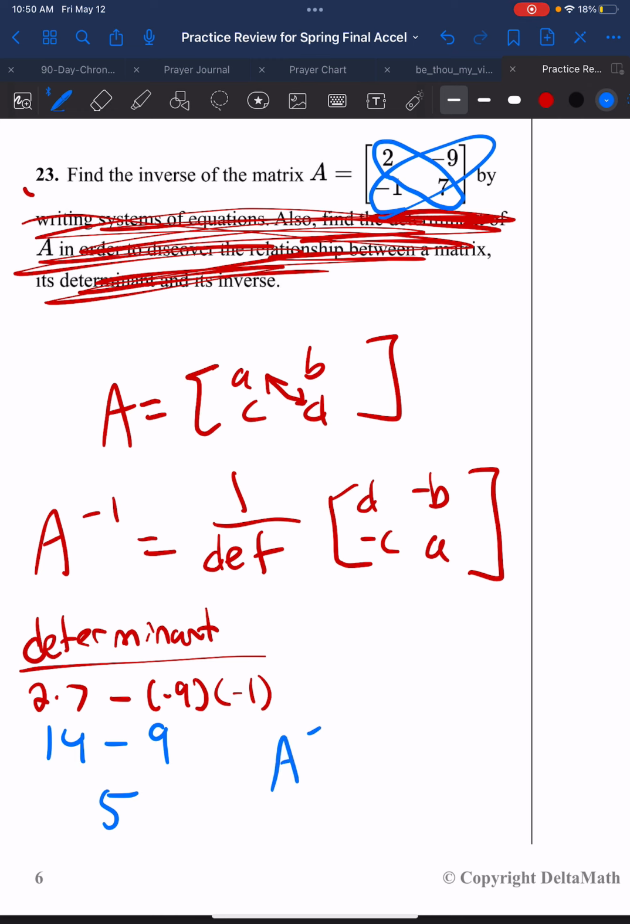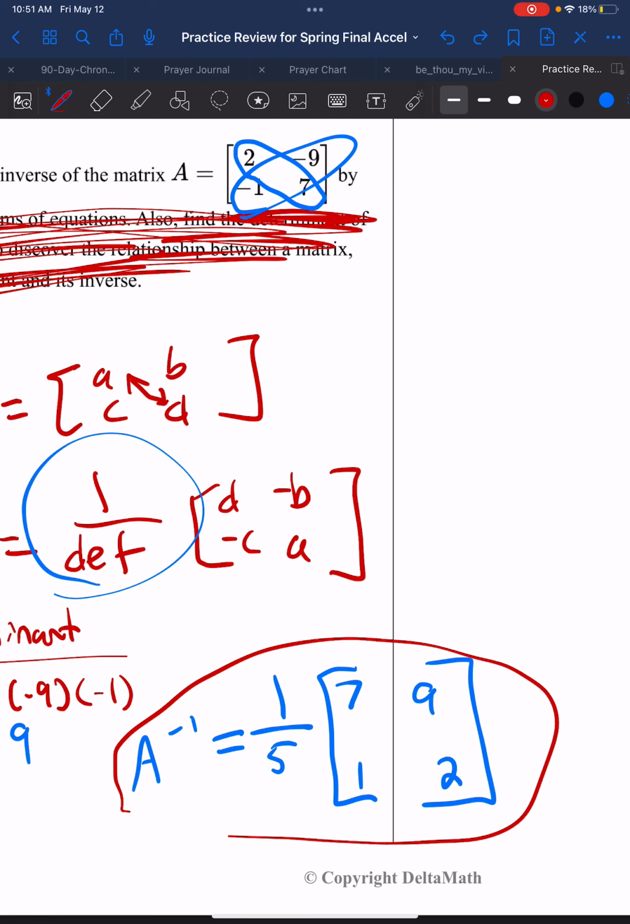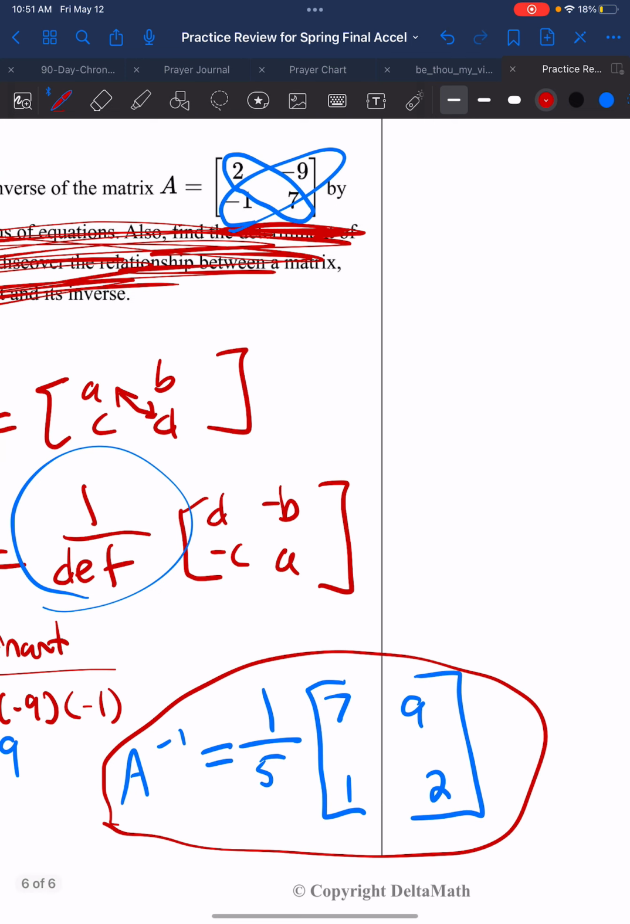So when I'm writing out my inverse here, I'm going to have 1 over 5 because it's 1 over my determinant. I'm going to flip 7 and 2, so 7 is going to go here, 2 here, and then I'm going to flip the signs of the other diagonal, so negative 1 becomes 1, and negative 9 becomes 9. And the nice thing is, usually you would have to distribute this 1/5, but on the final, giving you a hint ahead of time, you can leave it in this form. So you're finished once you get it to there.